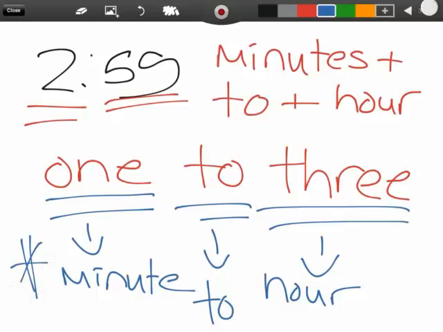This is very important, you guys. Now, moving on to my next section, I'm going to go ahead and write this. When it is 15 minutes past the hour, we normally say a quarter past. Let me go ahead and write that out for you.